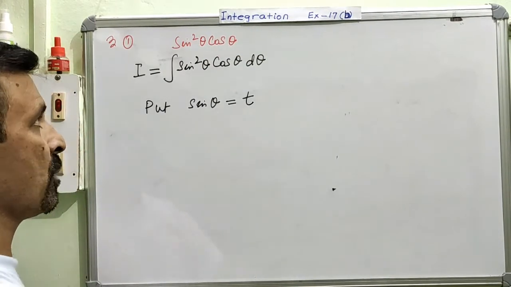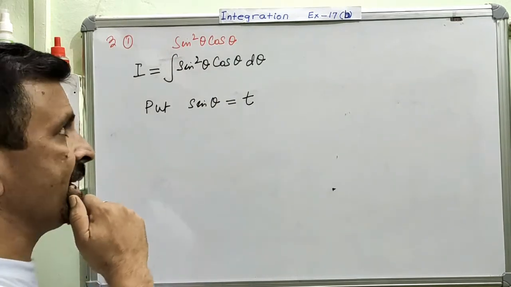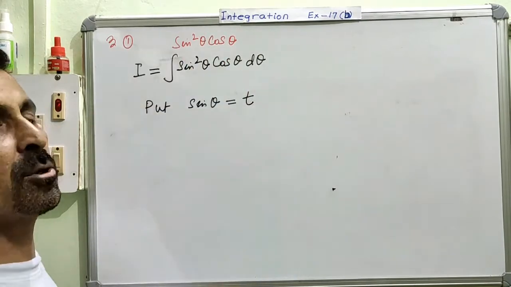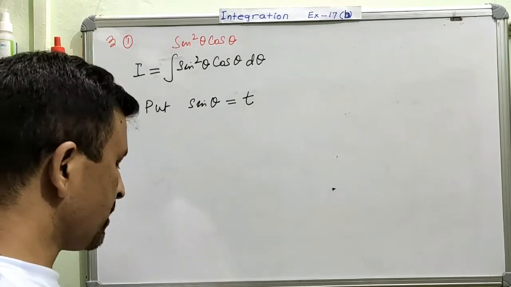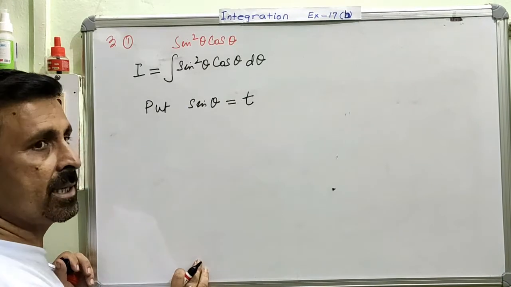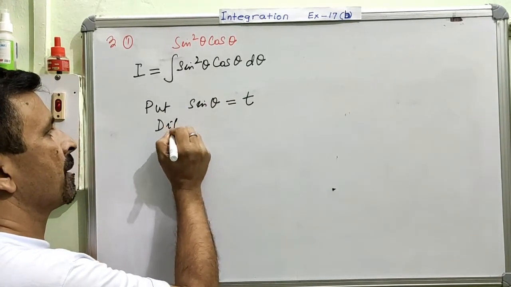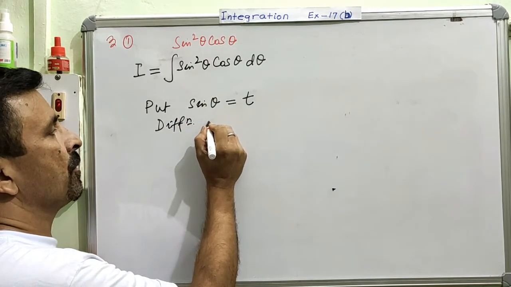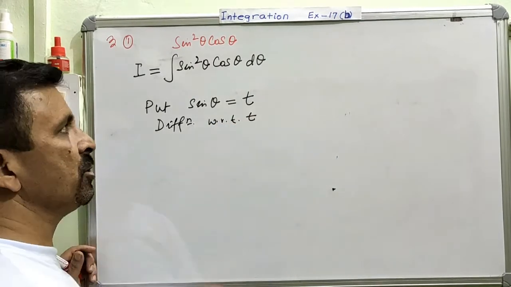So in the substitution method, we have chosen the higher degree and then we have assumed this as t. Now because this is going to be expressed in terms of t, that means the other things also have to be expressed in terms of t. Am I very clear? So to do that, what we can do is differentiate sine theta with respect to t. So differentiating with respect to t.